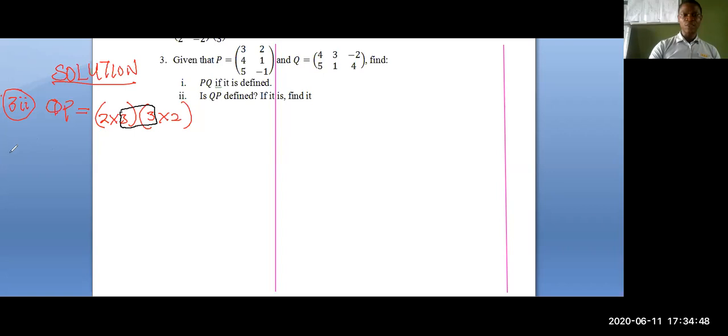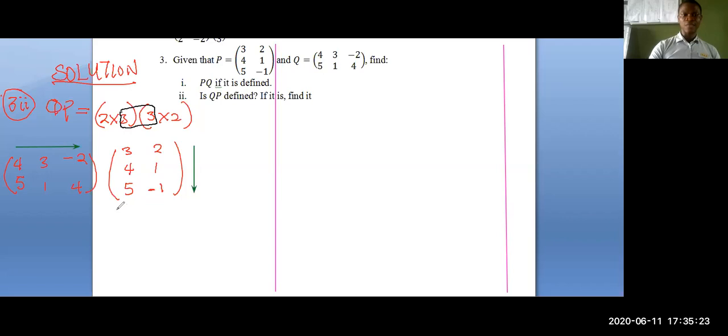So what is our Q? Our Q is 4, 5, 3, 1, minus 2, and 4, multiplied by the next one. P is 3, 4, 5, 2, 1, minus 1. Okay, don't forget that it is each row against each column. So each row multiplies each column. Okay, don't forget that. All right.